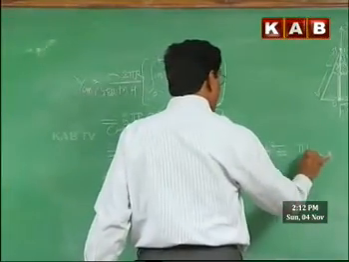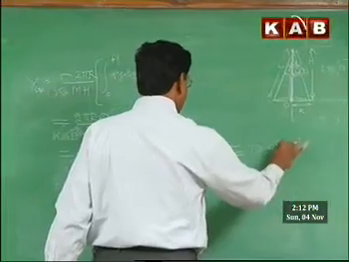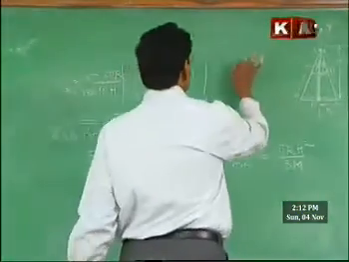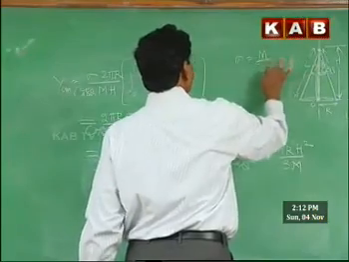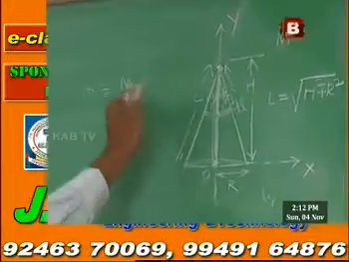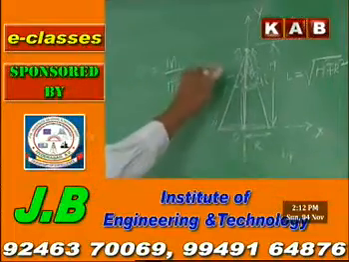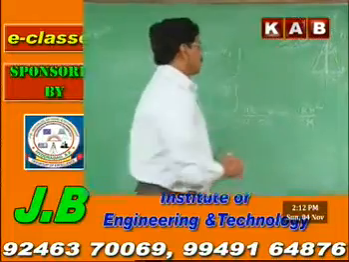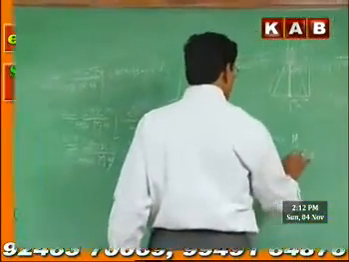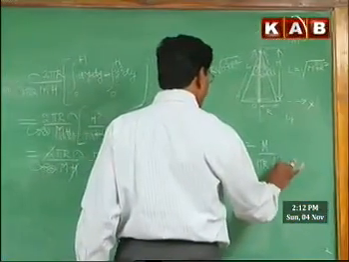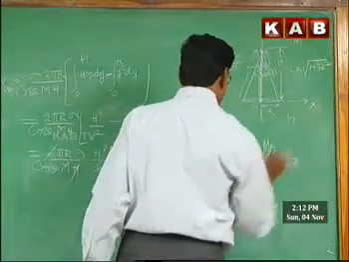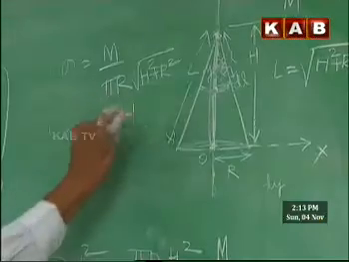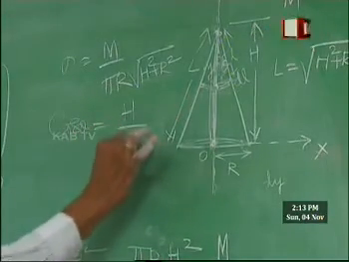So pi r h square by 3m we write. Sigma value is, sigma was m by pi r l. Pi r l is under root h square plus r square. Sigma is m by pi r l, m divided by pi r under root r square plus h square. And cos theta as in the diagram, cos theta is h by under root r square plus h square.